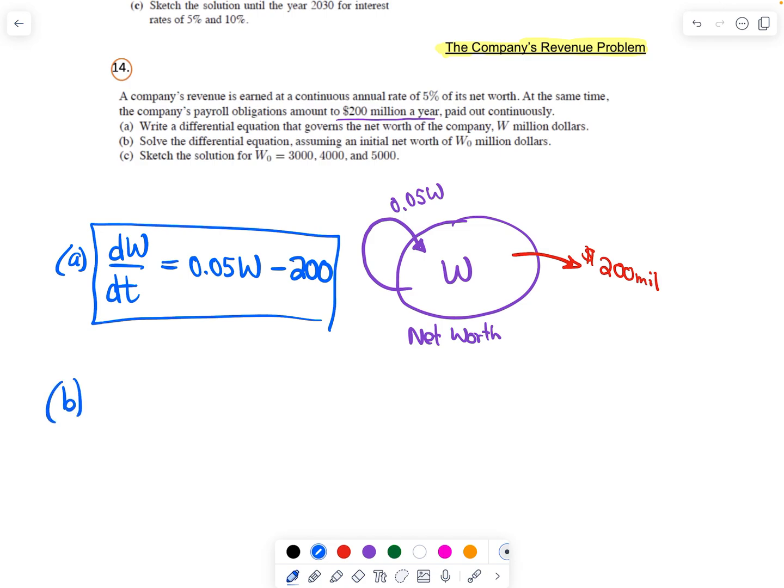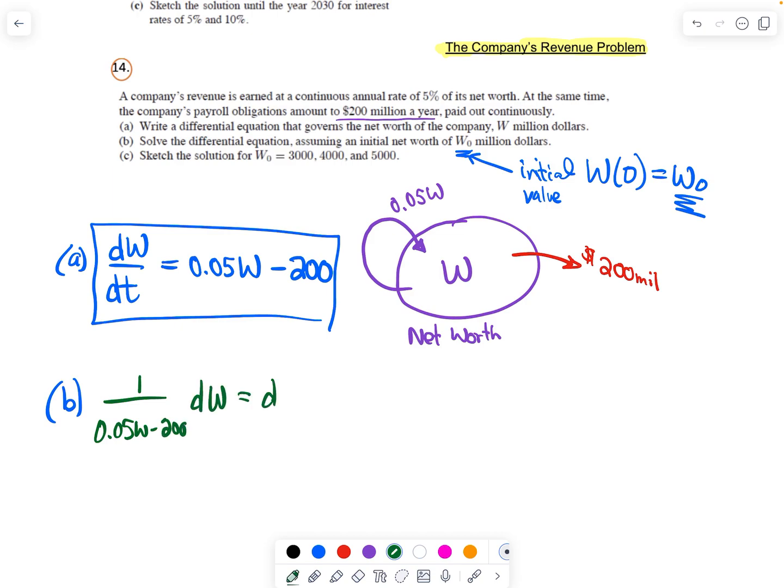We solve now for part B, which says solve it with a net worth of W sub 0 million. That's like an initial investment or initial condition. That means W of 0 is W sub 0. That's the initial value. So now we're going to separate this differential equation. I'm going to put it in green, the way that we'd normally do it if you didn't do any forward thinking ahead of time. We would take 1 over 0.05 W minus 200, dW equals dt.